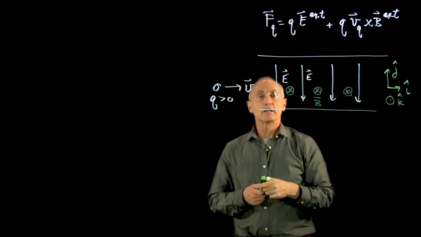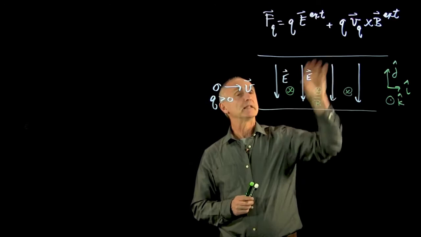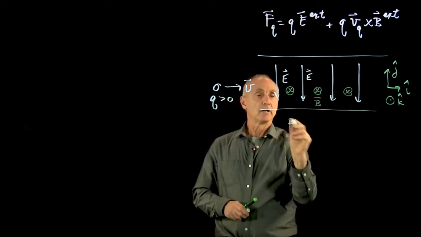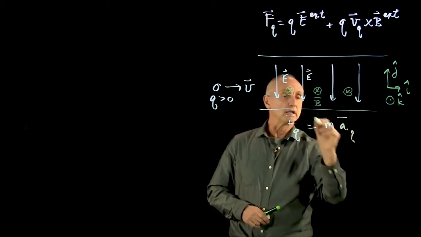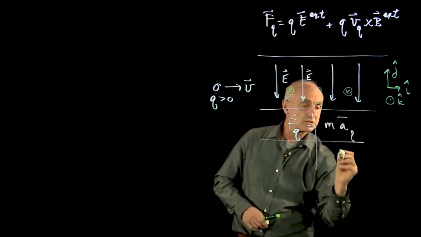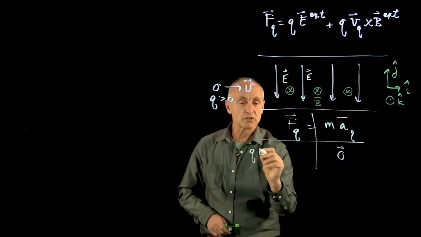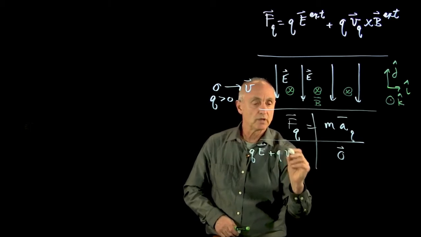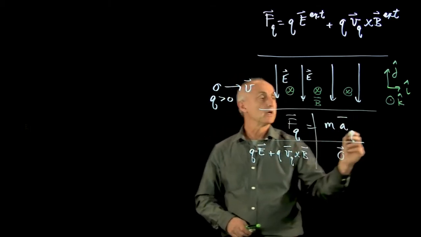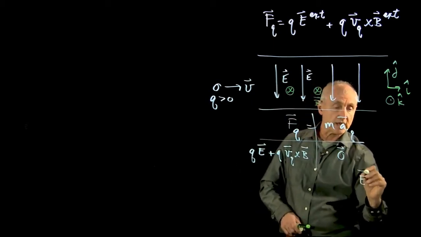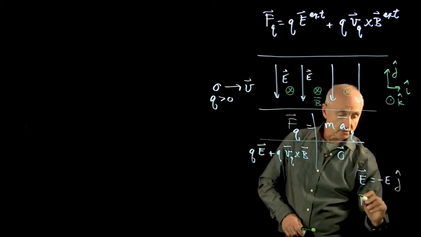Now, let's ask ourselves, what is the relationship between the electric and magnetic fields such that the charged particle will undergo straight line linear motion? That's the case when the acceleration is 0. And so what we have over here is qE plus qv cross B. Now, in our coordinate system, the electric field is a constant, it's uniform, it points down.